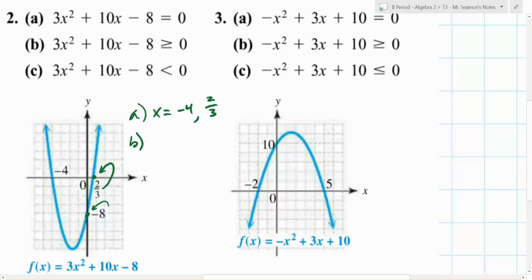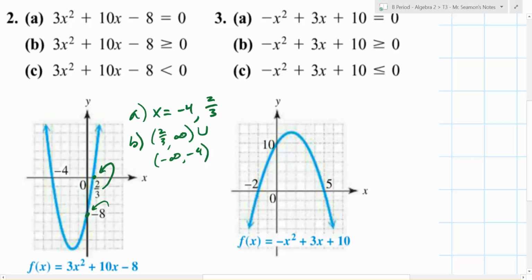What about B? Where's it greater than 0? Can someone tell me where it's greater than 0? Hannah? 2/3. So you did 2/3 first? Okay, yeah. So 2/3 comma what? There's another region. What's the left side one? Negative infinity to what? -4, yeah. There's 2.